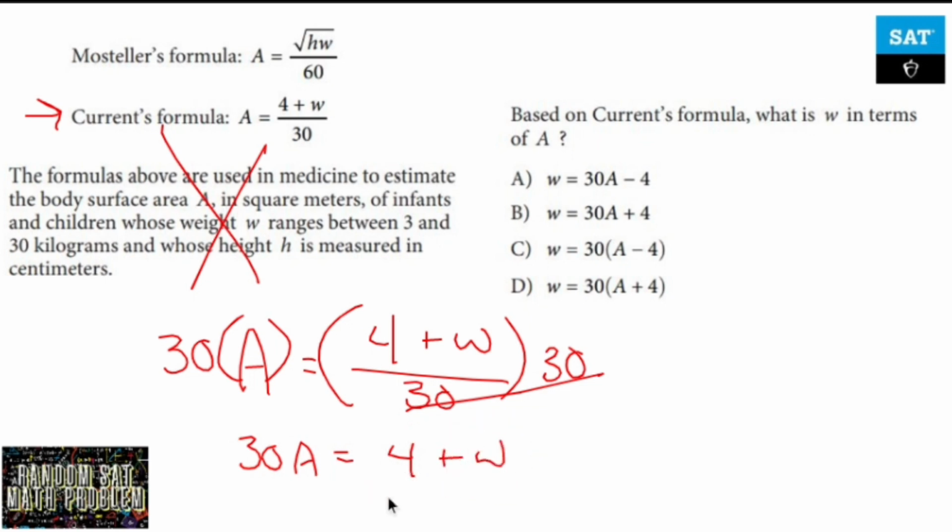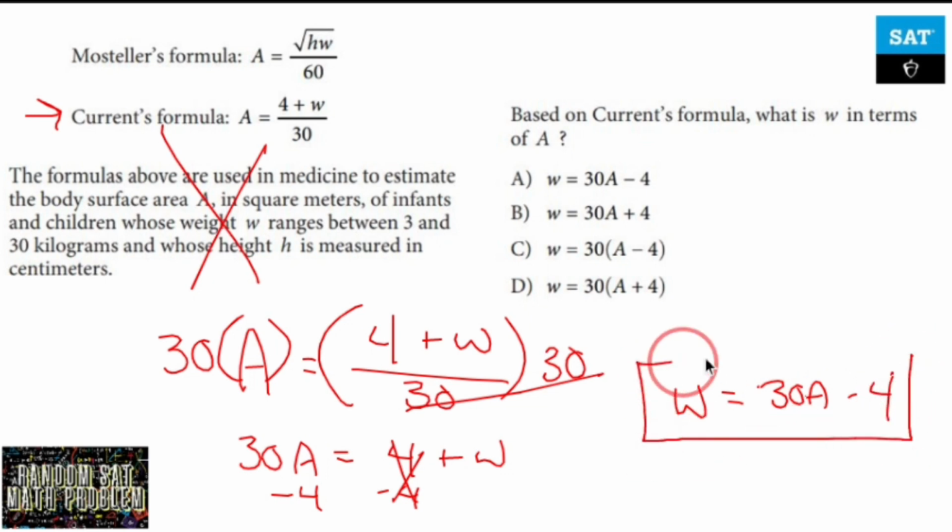W is not alone. 4 is in the way. Let's subtract them out. Okay, W is now alone. 30A and negative 4 don't combine, so I'll write out 30A minus 4. There's my formula in terms of W. Wonderful.